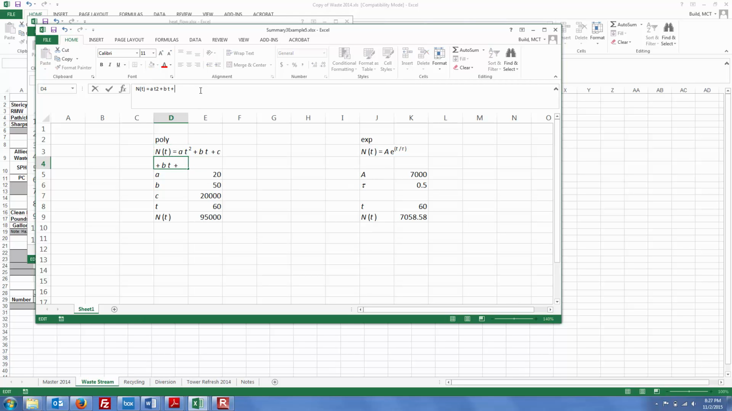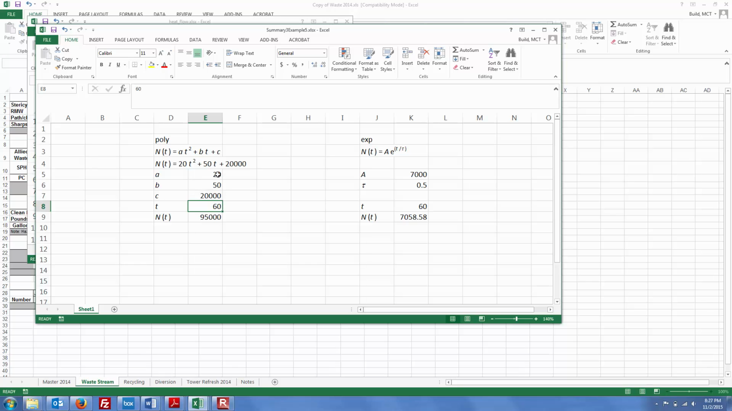In this case, c, let's say, is 20,000. b is 50. And a is 20. Okay, so in this case, you're going to see a trend line that looks something like this. You can look at it here in a little bit. You're extrapolating 60 days.